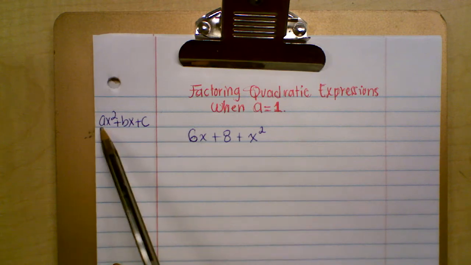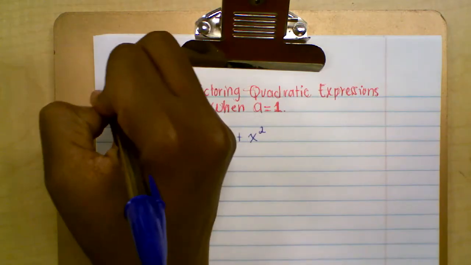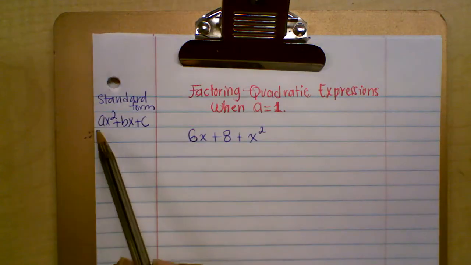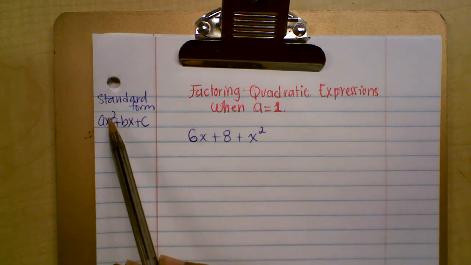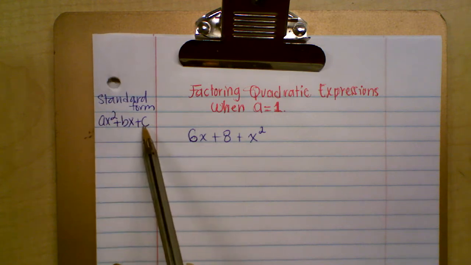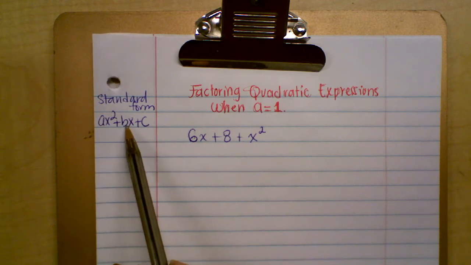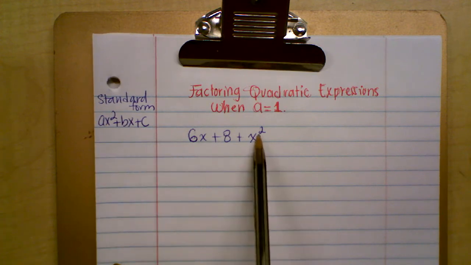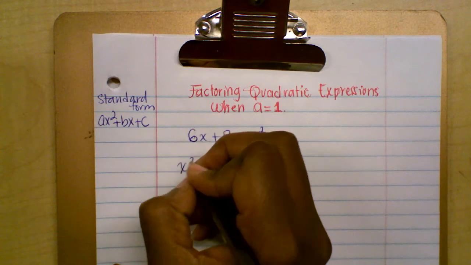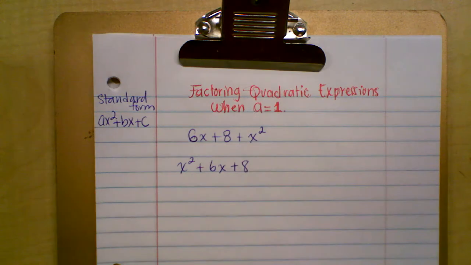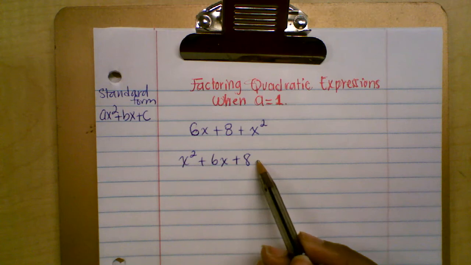Standard form means this way. This is in standard form. It has to be written with the term with the highest exponent, the exponent of 2, first. The constant, the number by itself, comes last, and the middle term, the term with the x, is in the middle of the two terms. So if I want to write this in standard form, I'm going to start with x squared plus 6x plus 8. Okay, so now it's written in standard form. The exponents on the x are 2, 1, and 0.